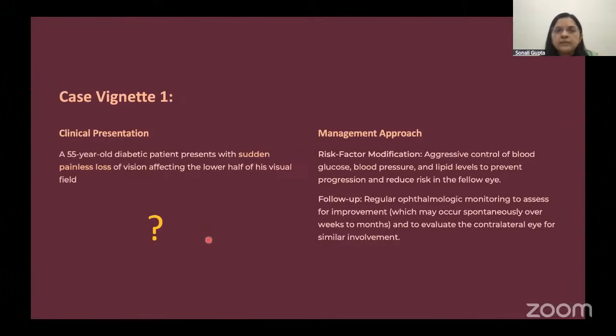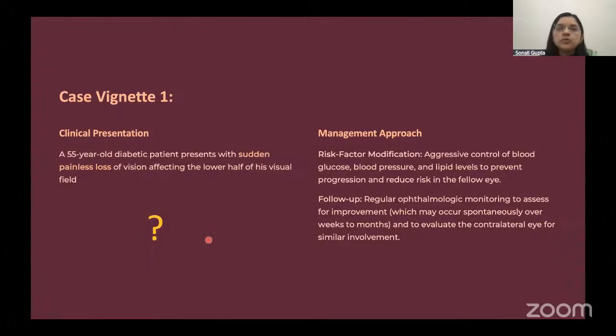So to summarize what we have done, we get a typical clinical presentation of a 55-year-old diabetic presenting with a sudden painless loss of vision, affecting the lower half of his visual field. The key points in the history itself are showing us what is going on. The age, it is a middle-aged person. He is a diabetic, so he has a systemic risk factor for a vascular etiology. As we mentioned, the pattern of vision loss is sudden.